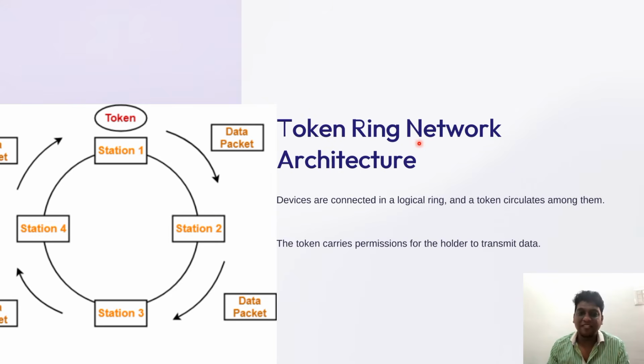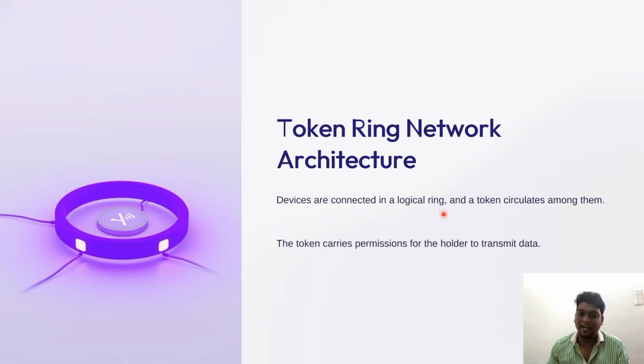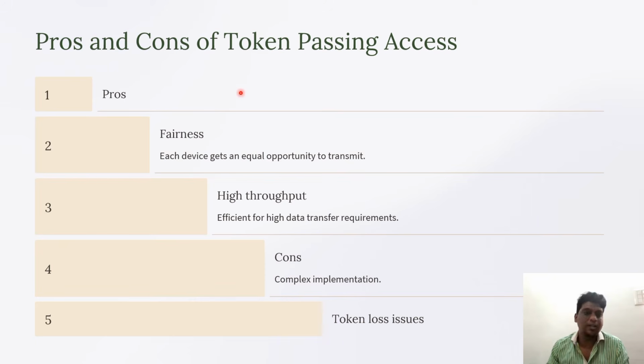The architecture is very simple. The devices are connected in the form of a logical ring, and the token is circulated among them. The token gives the holder permission to transmit the data. Some pros and cons for this method also. The fairness is that each device gets an equal opportunity to transmit. This is a big advantage of this method, and the throughput is also very high, as there is no collision when compared to previous methods.